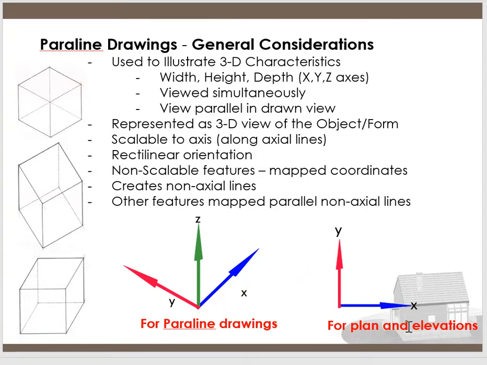So in a plan and an elevation, you are only dealing with your X and Y axes. But in our paraline drawings, we add that Z. So you see, we're taking something, tilting it, and then creating a three-dimensional object. In a plan view, you only see one side of it. But once you tilt it, you see several sides of it. And that's our goal, to create something that looks more realistic and more three-dimensional.